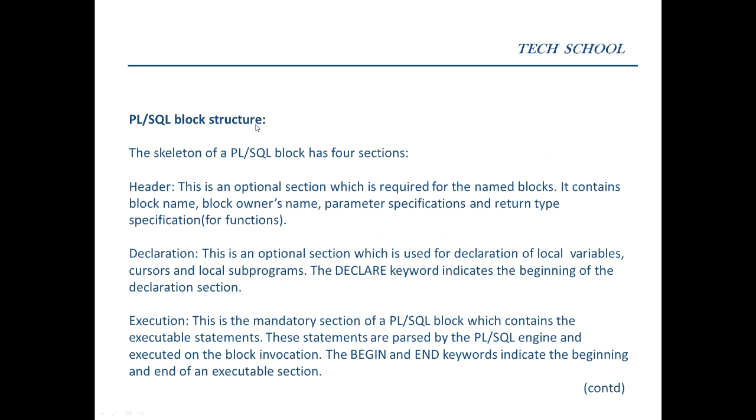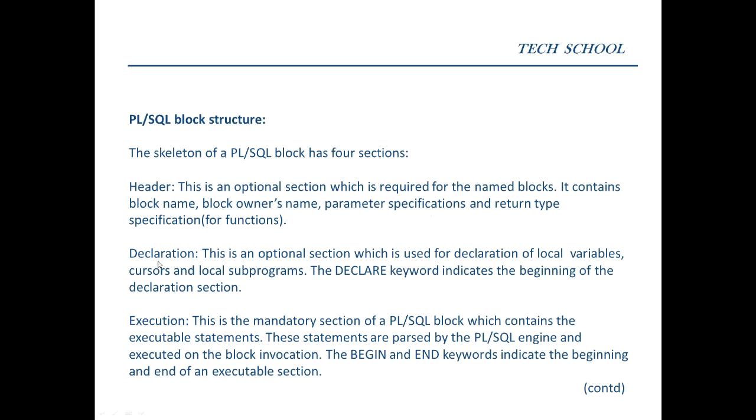We'll discuss the PLSQL block structure in detail. It has got 4 sections: header, declaration, execution, and exception sections. Header, as the name suggests, gives the block a name. It adds to the block an owner's name, parameter specification, like what are all the input output parameters for the block, and in case of PLSQL functions, the return type specification. So the header specifies a block name, owner's name, parameter specifications like in-out parameters, and the return value specification. So this is mandatory only for named blocks.